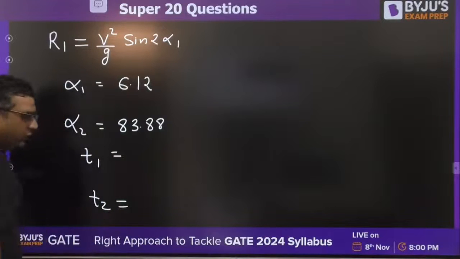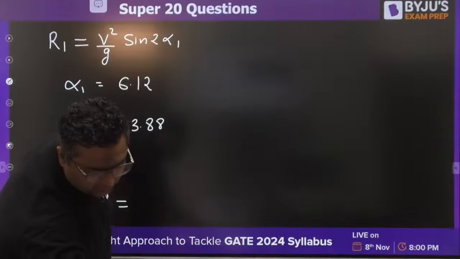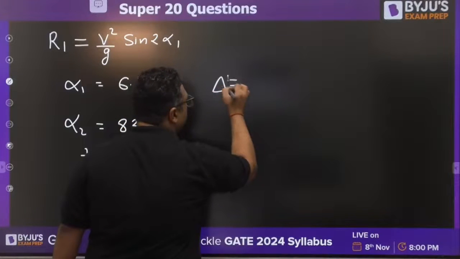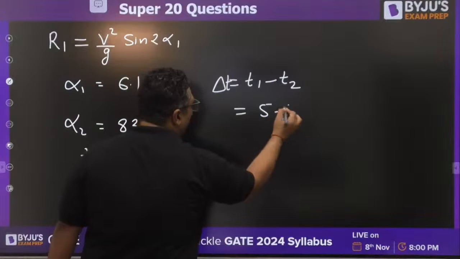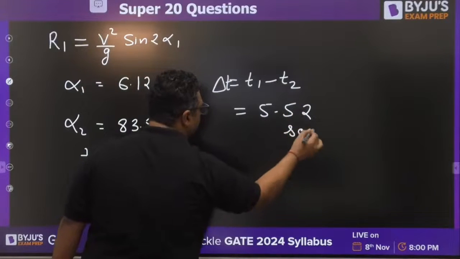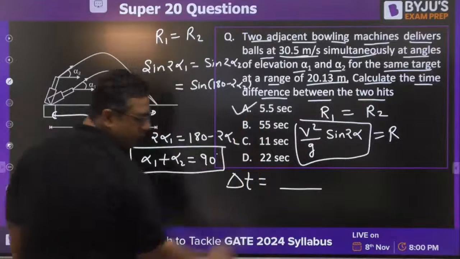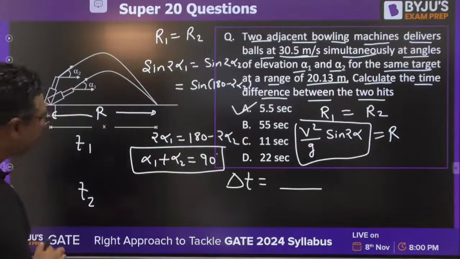Now you will find out the formula for time. You already know it, so you apply the time of flight. When you find out T1 and T2, then taking delta T as T1 minus T2, you will get 5.52 seconds. So the answer will be coming out to be A. Is it clear, guys?